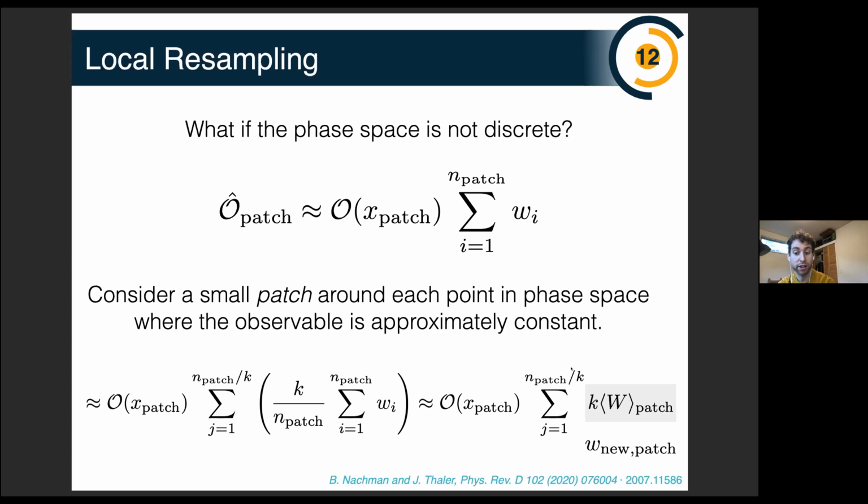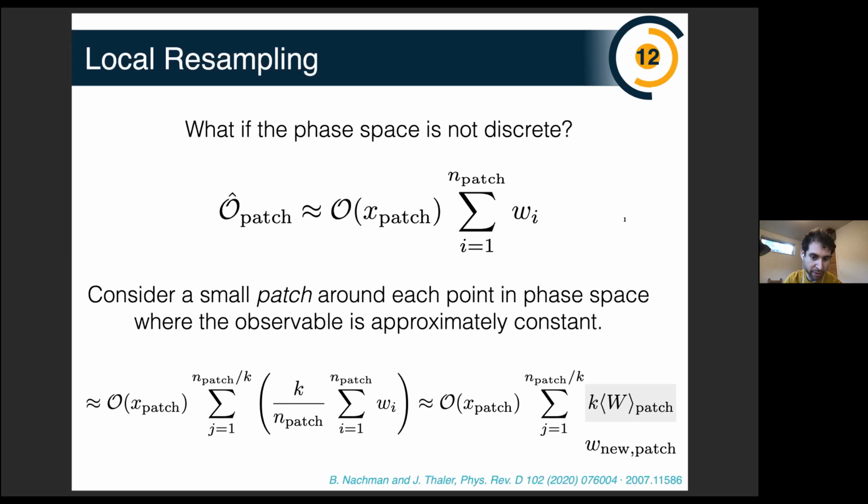And then, for instance, let's say you use K representative events. You see you get this value of K times the average value in that patch. Let's imagine that we have a new weight, which is K times this average value of W, and that's like the W new in the patch. This is exactly the same as the discrete case, where now we sum over K events instead of the original N.